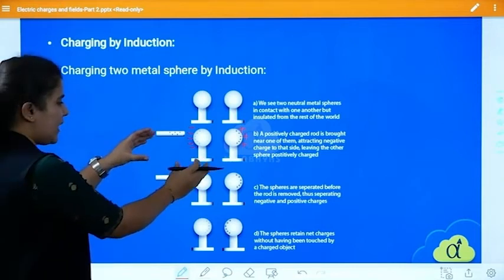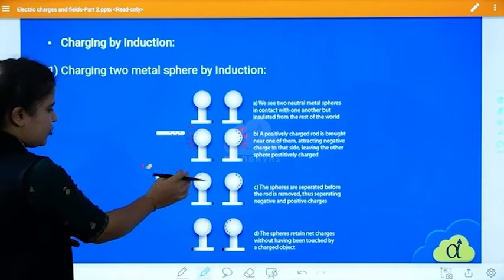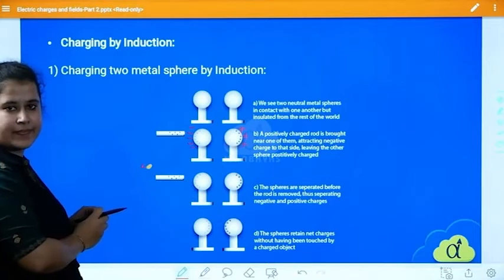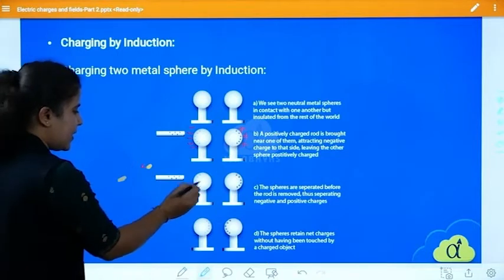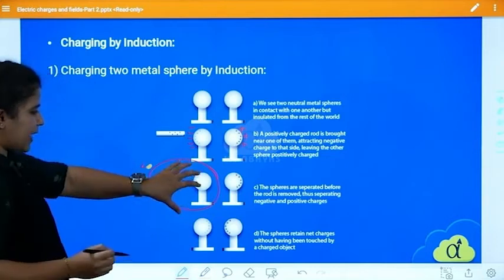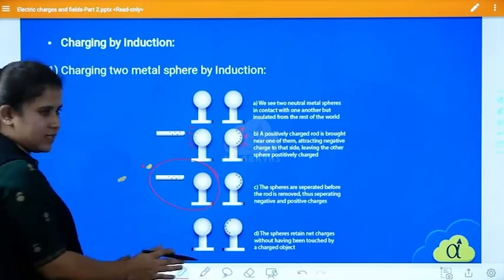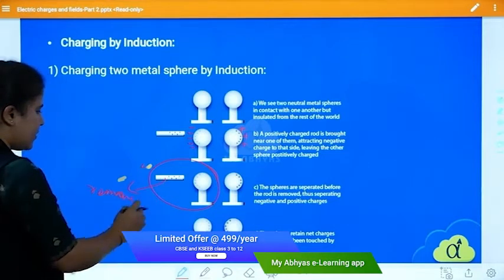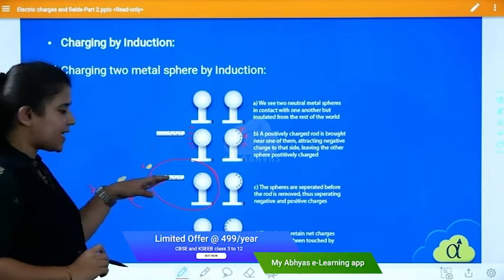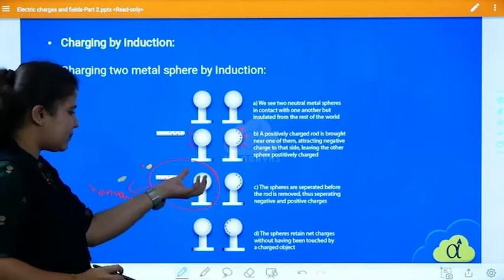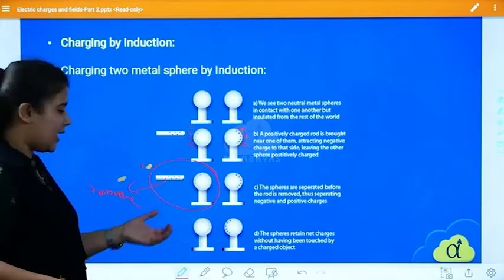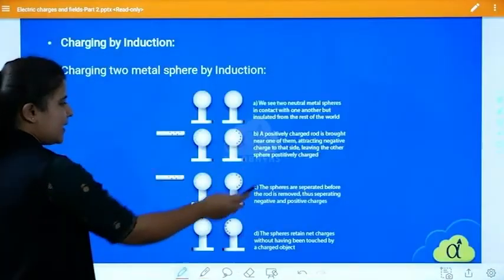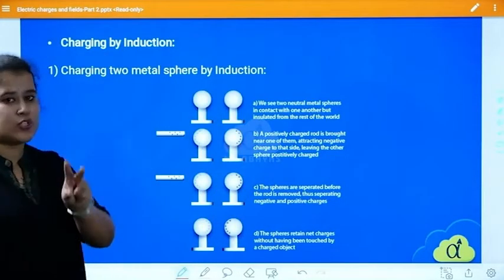Next, I'll take this charged rod and also the spheres, and I'll bring it back. As I bring it back, this setup will be as it is. Then after this, I'll remove this charged rod. Once I remove this charged rod, this sphere is completely negatively charged and this sphere is completely positively charged. So this is how you charge by the induction method when there are two spheres.